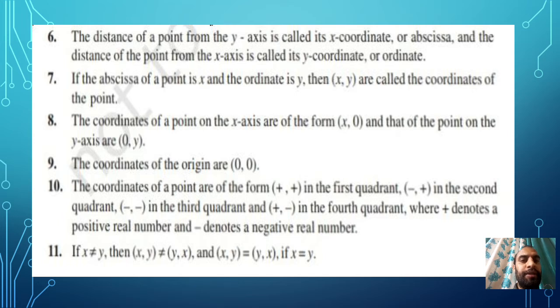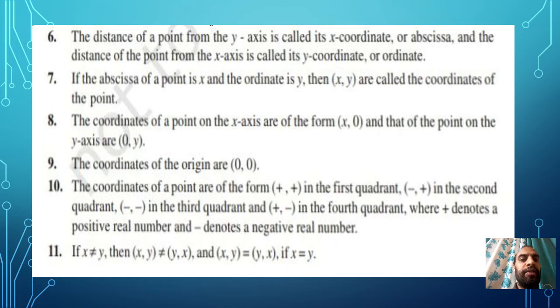Now if the abscissa of a point is x and the ordinate is y, that means, as I told you, whenever we are representing any point, we need to write the value of x first and then y. So the coordinates of any point we write as x comma y.